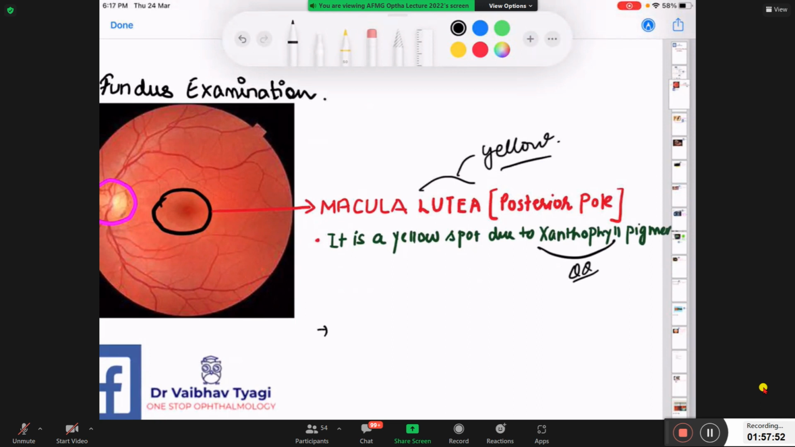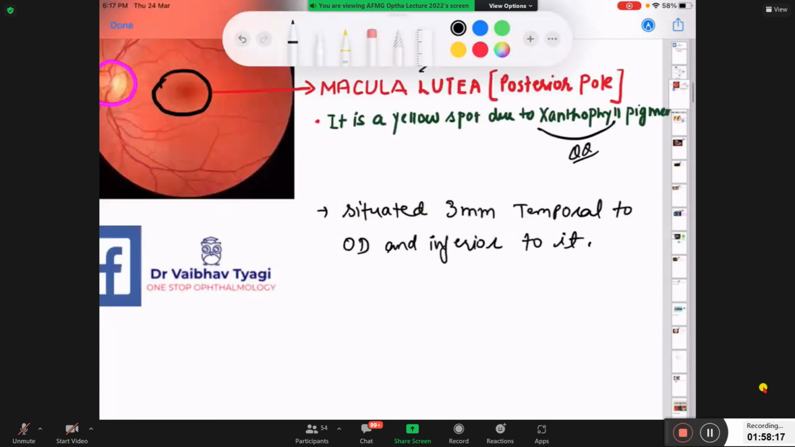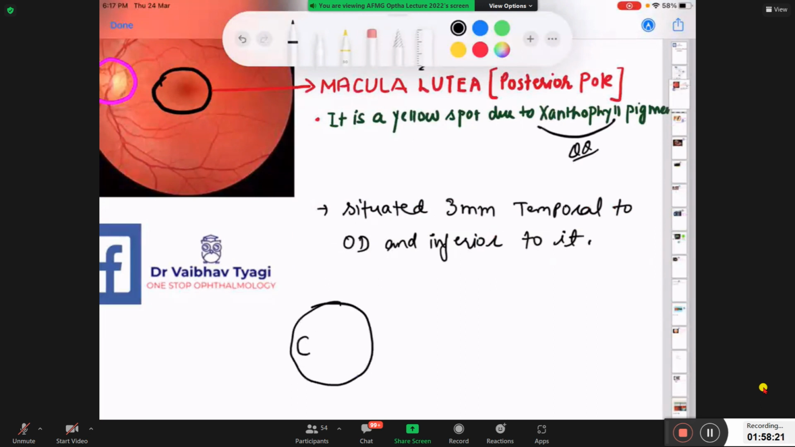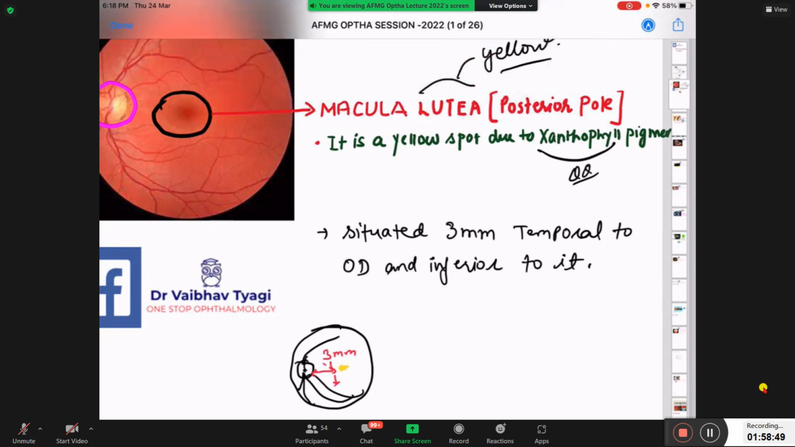Now coming back to the next question, write down: what is the location of the macula lutea? It is situated 3 millimeter temporal to the optic disc and slightly inferior to it. Suppose this is the diagram: this is the optic disc, this is the optic cup, vessels are emerging like this. This is our macula lutea somewhere here, right? It lies 3 millimeter temporal to the optic disc and slightly inferior to the level of the optic disc.